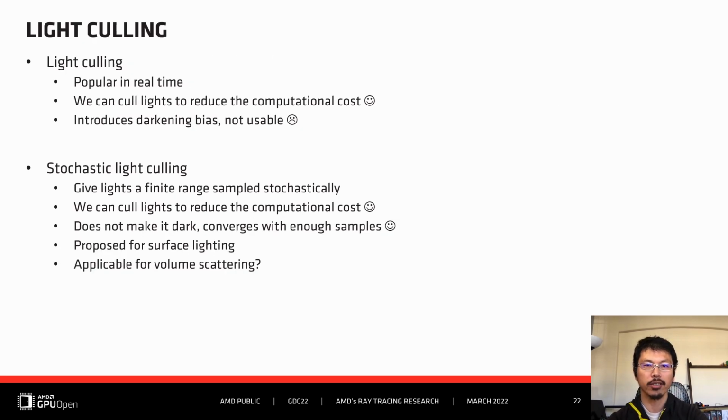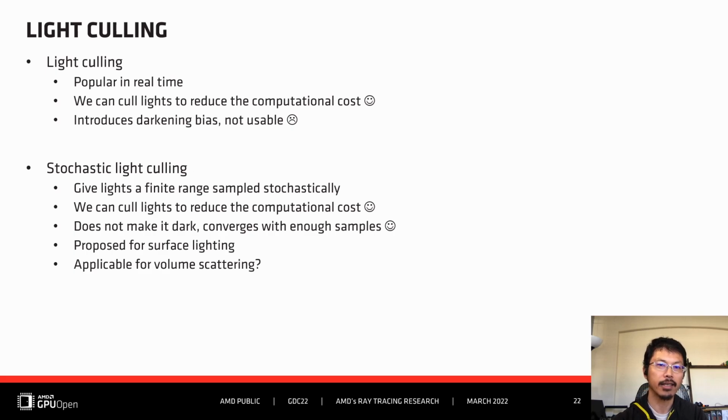An obvious choice here could be light culling, which is very popular in real-time applications. It is good because it culls lights to reduce computation cost. However, it is not good because it introduces a darkening bias.